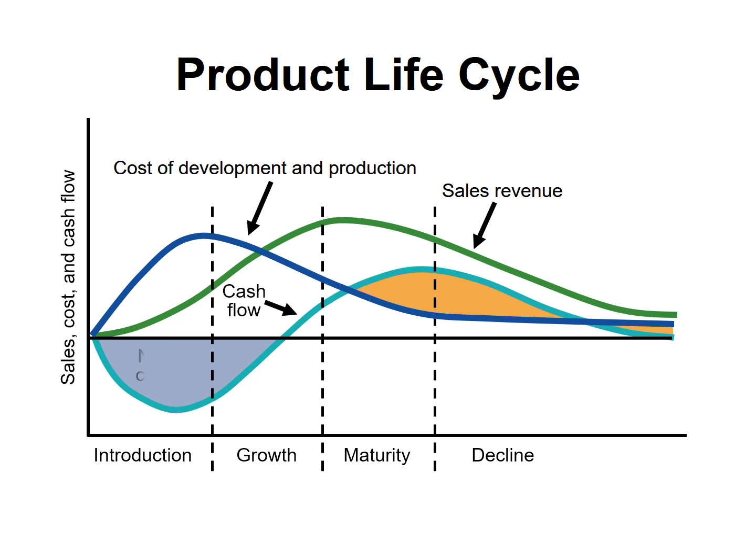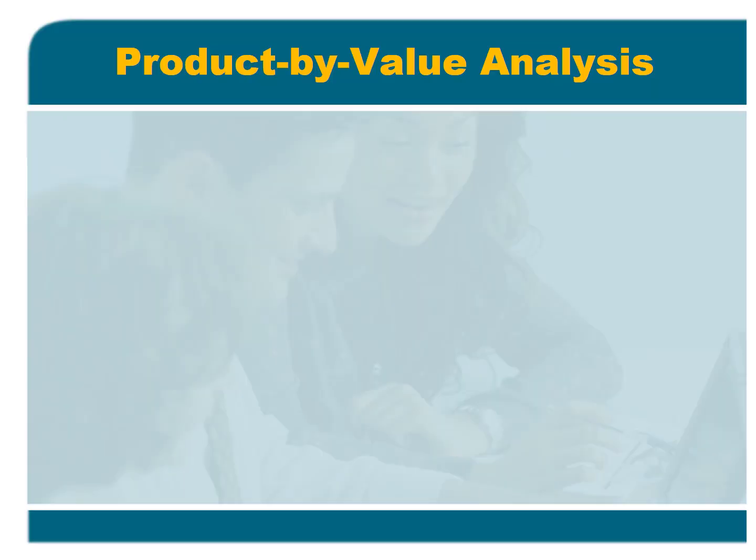In the introduction, you have negative cash flow. And as it starts trending up the market, you start getting a cash flow. And at the peak, you have sales revenue, net profits. And then as it declines, you start to lose money if you continue with the present cost.